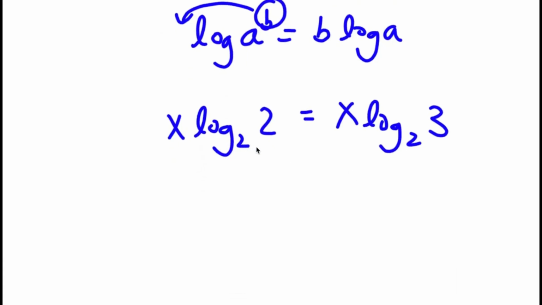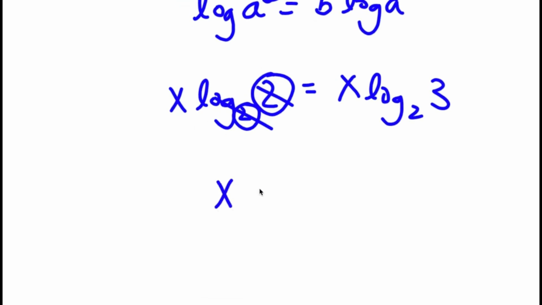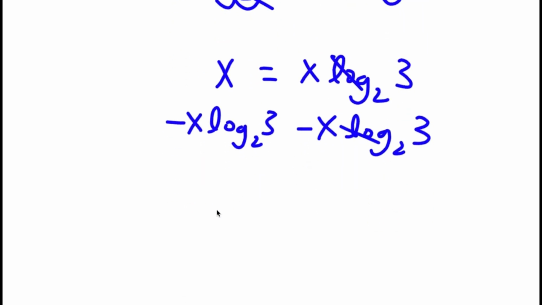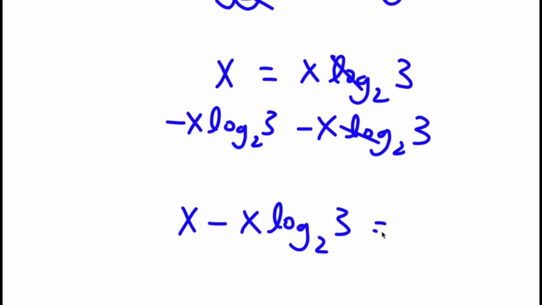Now, log base 2 of 2, these two are simply going to cancel out because if the base and this are the same thing, then they simply equal 1. So now, from my left-hand side, I'm simply left with x is equal to x times log base 2 of 3. Now, I'm going to subtract x times log base 2 of 3 on both sides. So these two cancel out. And now I'm left with x minus x log base 2 of 3 is equal to 0.